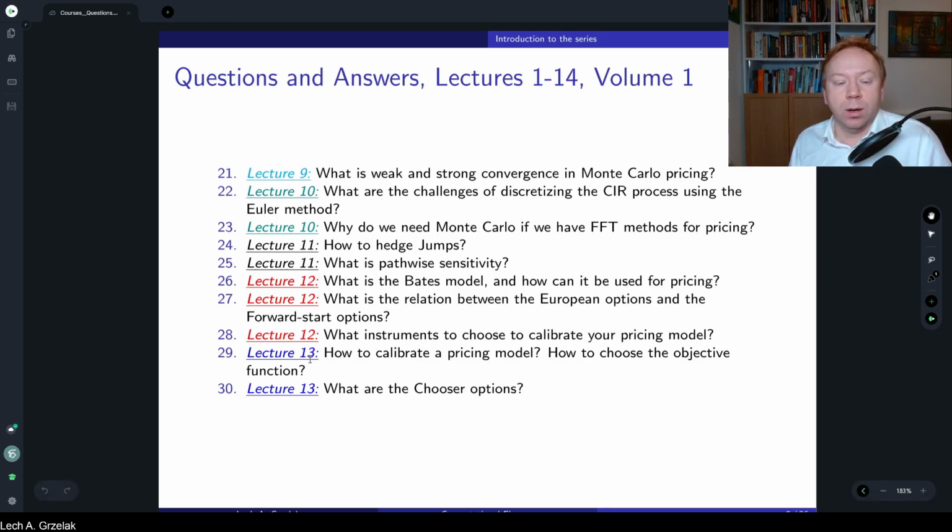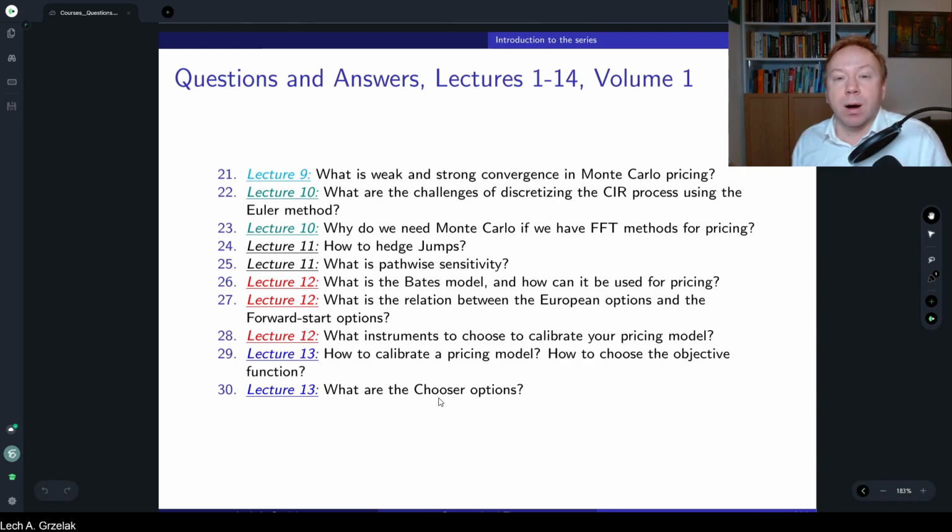And then lecture number 13 is about calibration, how to choose an objective function. In calibration you may have multiple objective functions, and here we discuss potential choices. What are the benefits, and sometimes what are the limitations? What are the costs, especially in terms of computational costs, if you choose a particular objective function? And the final question of the series, question number 30, is again about knowing derivatives. Here it is about chooser options.